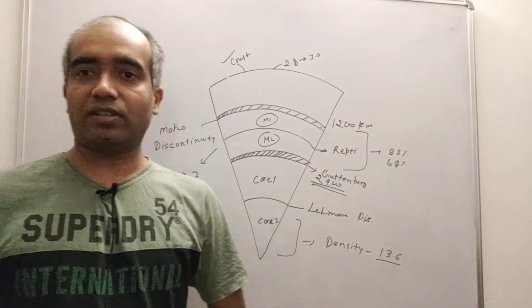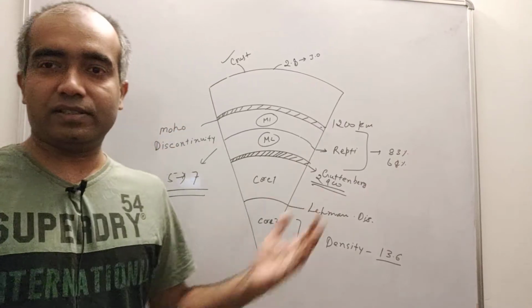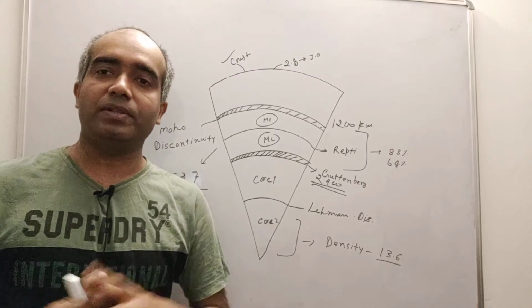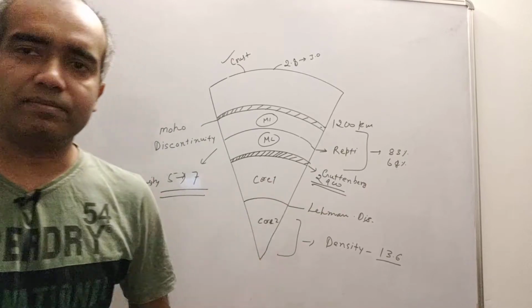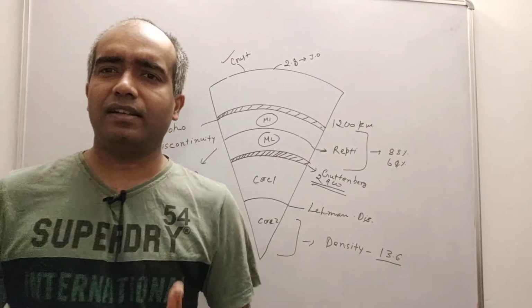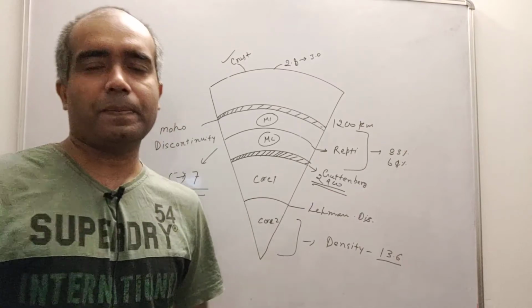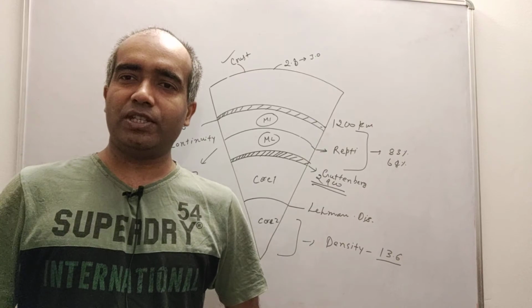So I hope you got the point, and in the next video you will see more about the internal structure of the earth, and how the scientists worked on this to decide what could be the exact structure of the earth and what could be inside the earth, right? So these are the basic concepts based on which scientists started to understand what is inside the earth, right?